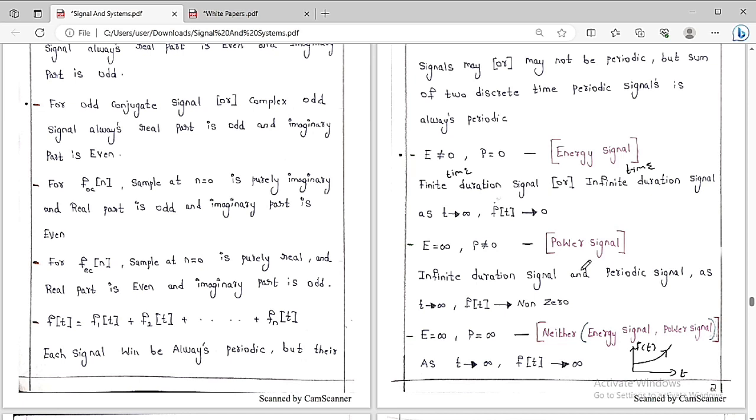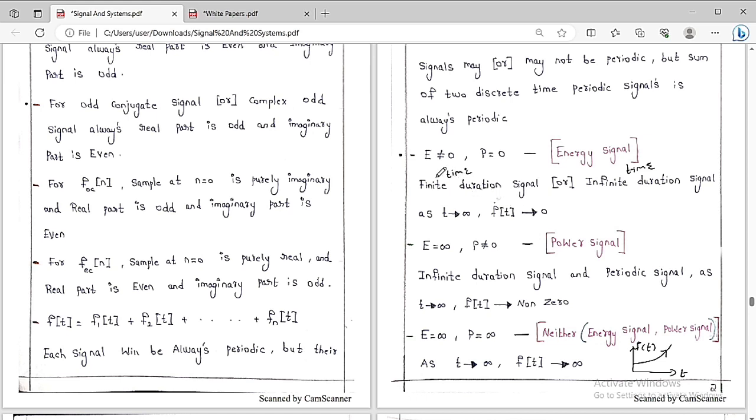See, for the periodic signals, as t tends to infinity, f of t tends to non-zero, meaning a finite value. Similarly, neither energy nor power signal means P is equal to infinity. As P is equal to infinity, we can say these signals are neither energy signal nor power signal. The best example is as t tends to infinity, f of t also tends to infinity. As you can see clearly, this is one of the best examples. The energy is equal to infinity and the power is also equal to infinity. So we can say these are neither energy signal nor power signal.